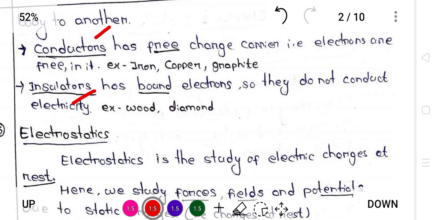Now what is the difference? Iron is a conductor whereas wood is an insulator. Diamond is an insulator whereas copper is a conductor. It is only the electrons present inside the materials. A conductor has free electrons, or you can say free charge carriers. So the electrons inside a conductor are free to move inside it, whereas the insulator has bound charge carriers or bound electrons, meaning they are not free to move inside the material.